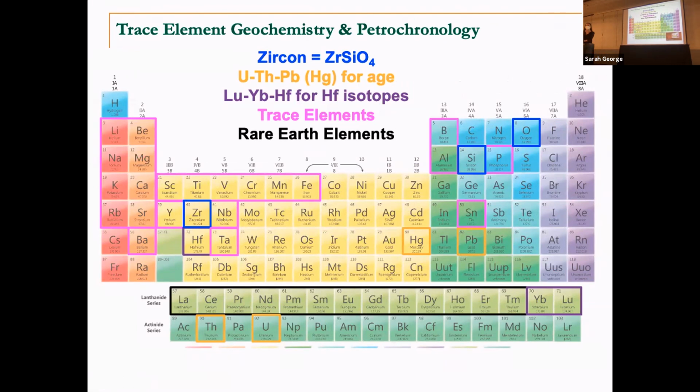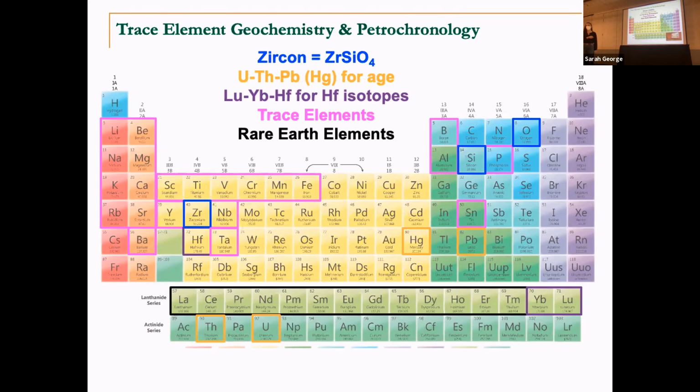Okay, so we're going to switch here one more time. This is the final module, and then we're going to have a little wrap-up discussion. But this is something that I think is really cool, and I'm personally really excited about. It's looking at trace and rare earth chemistry in zircon. We started out the day talking about zircon, right? Zirconium, silicon, oxygen. We measure those isotopes. We measure some uranium, thorium, lead for ages. We talked about lutetium, ytterbium, hafnium for hafnium isotopes.